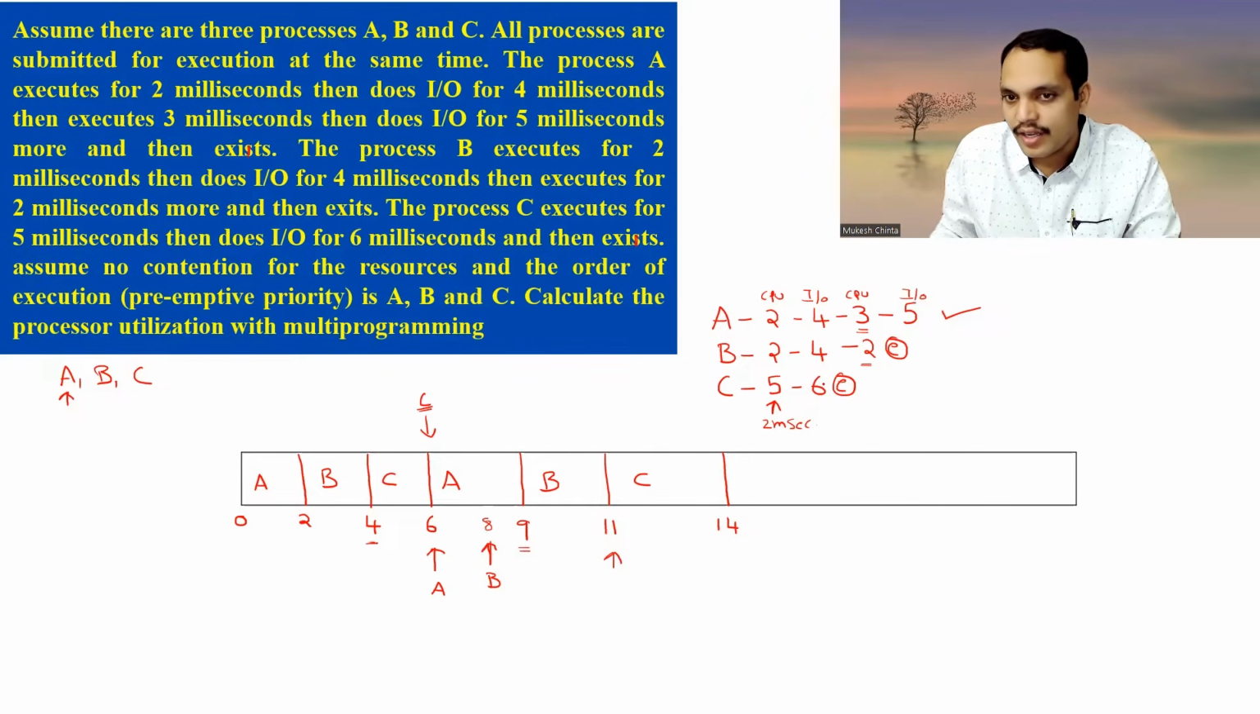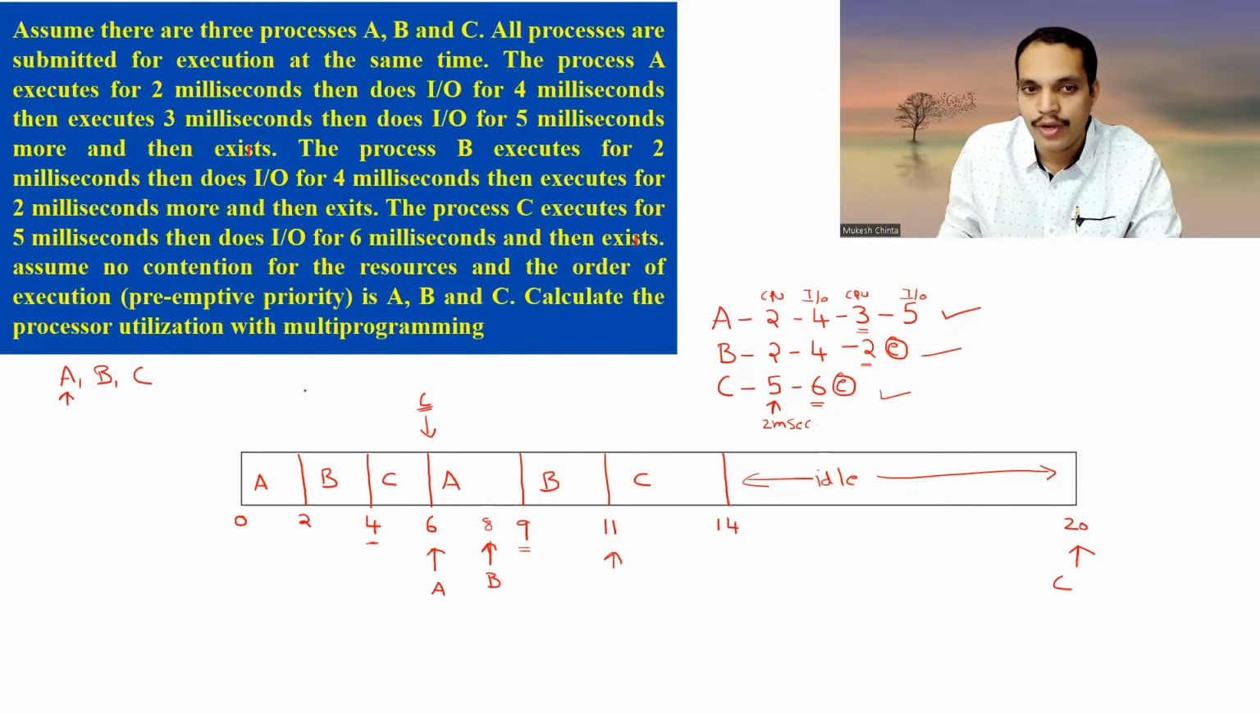For C, there is still 6 milliseconds of IO operation remaining. The CPU stays idle here because there is nothing to do, and I am showing this idle nature of the CPU simply because only at 20th millisecond C can complete its execution. Now, for me to calculate the processor utilization, I have to find out for this entire duration of 20 milliseconds, for which part of the time is the CPU active. The CPU is active only till 14 milliseconds.